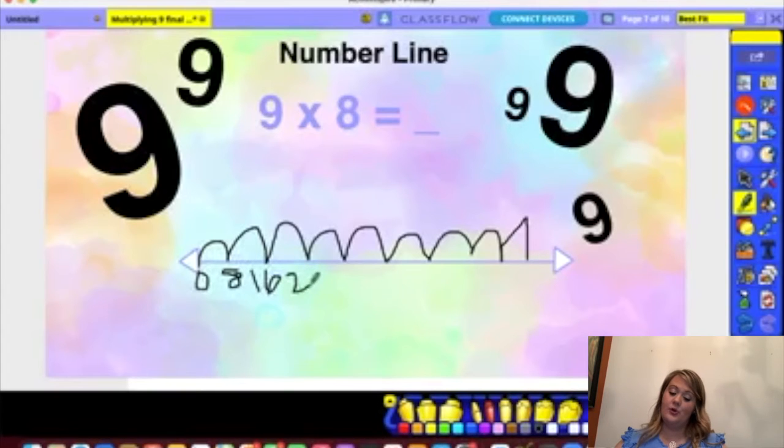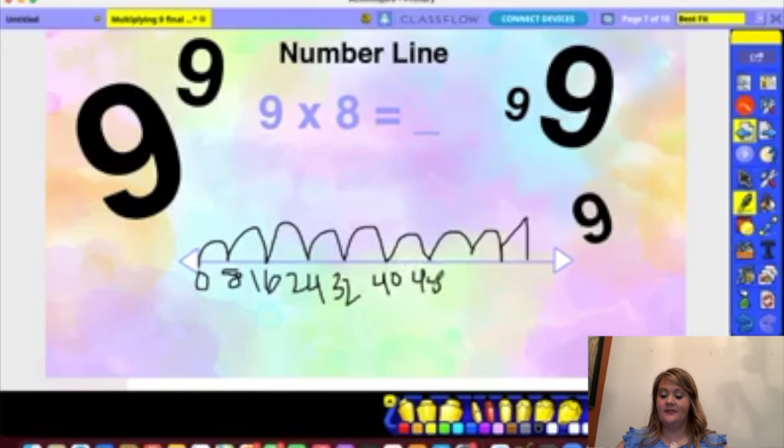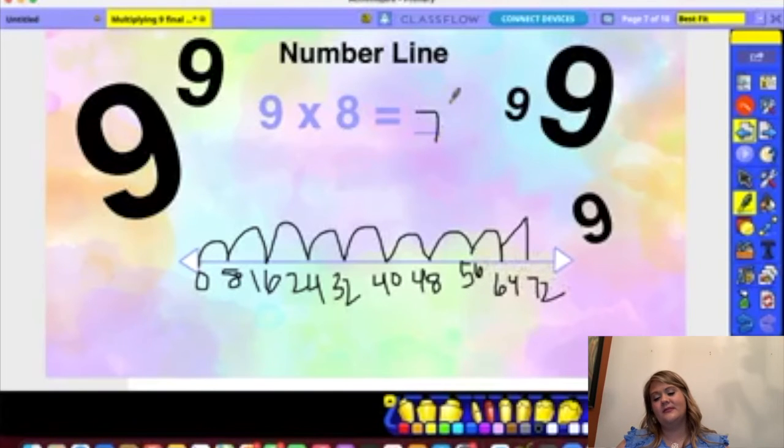16, 24, 32, 40, 48, 56, 64, and last but not least 72. So 9 times 8 equals 72.